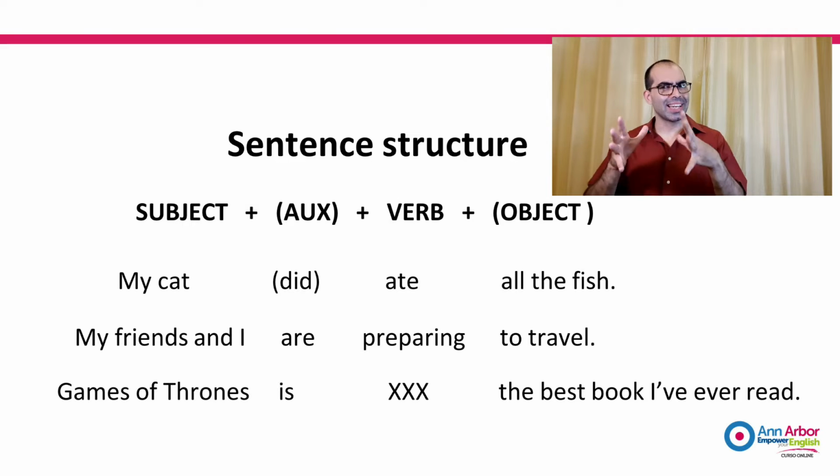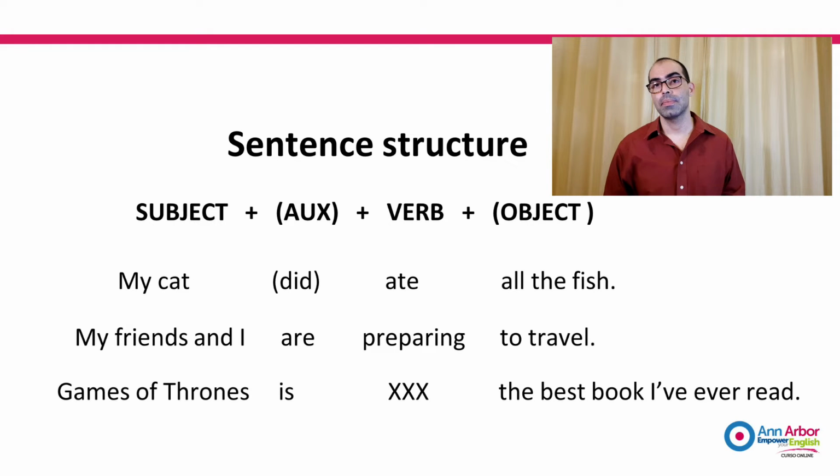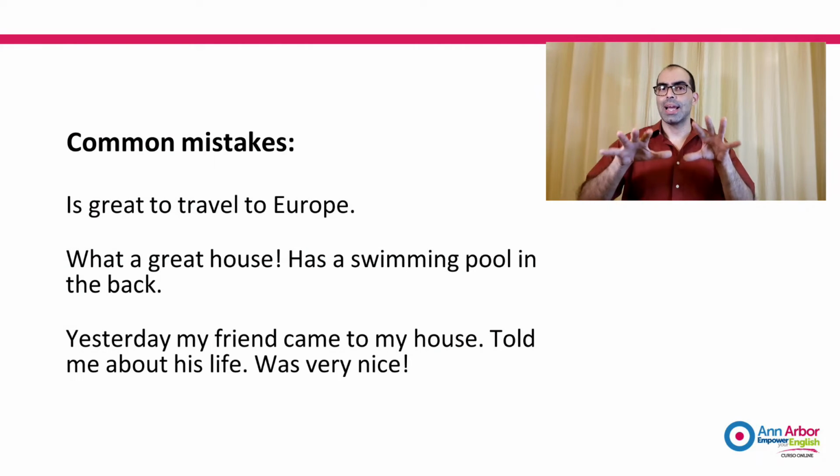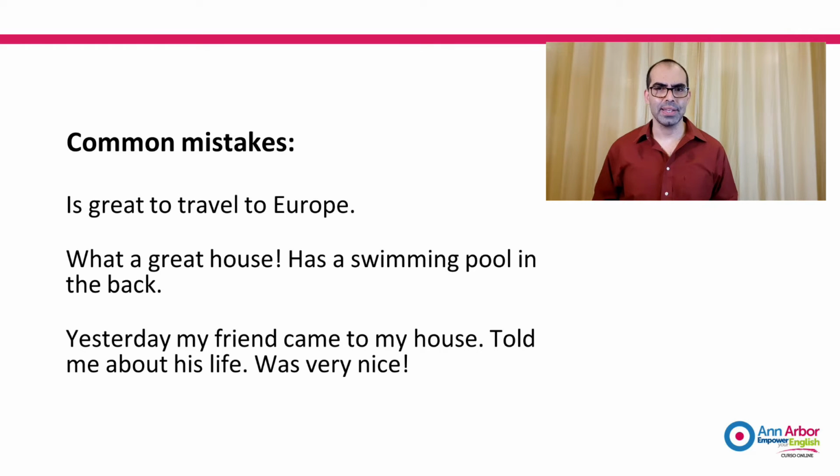So now we can see clearly how the basic structure of a sentence works in English. There's the subject, then the auxiliary, the verb, the object, and the complement. So here in this slide, we can see some very common mistakes. Can you identify them?